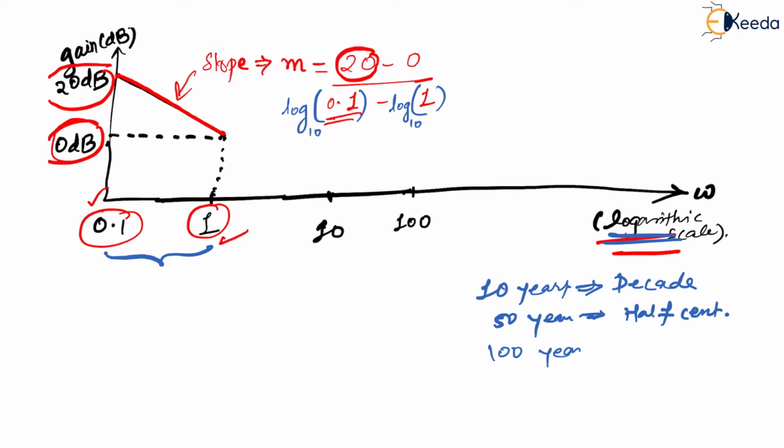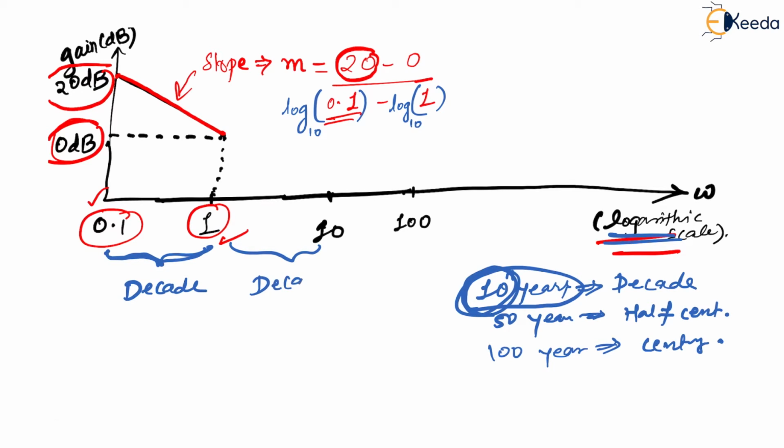Similarly, 100 years we call a century, right? Now here, whenever we have multiplication by 10 to be specific, this particular duration is nothing but a decade. Even this duration is nothing but a decade. Even this duration is nothing but a decade because it is in the multiples of 10. Getting my point? Yes. Now if you just solve this, what you get is minus 20.